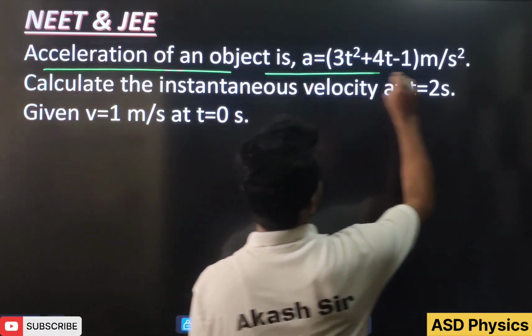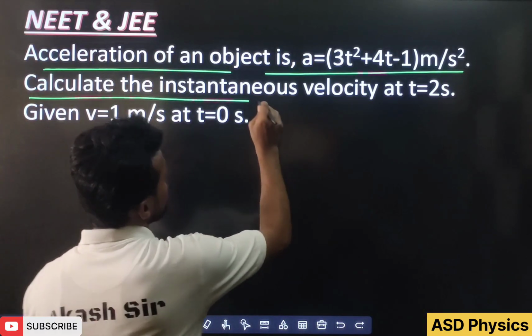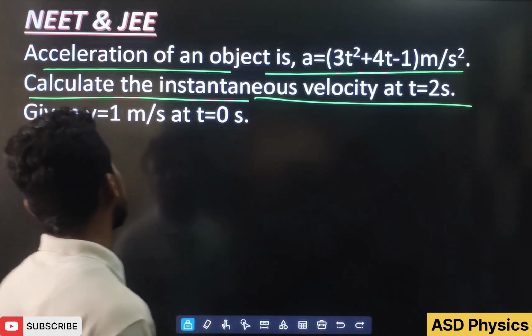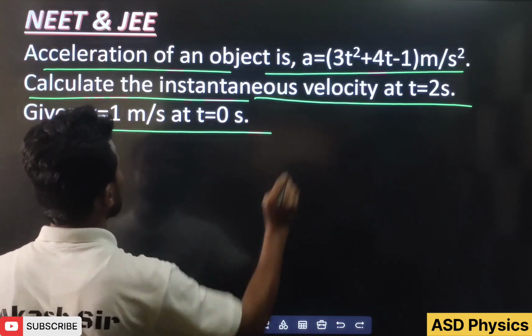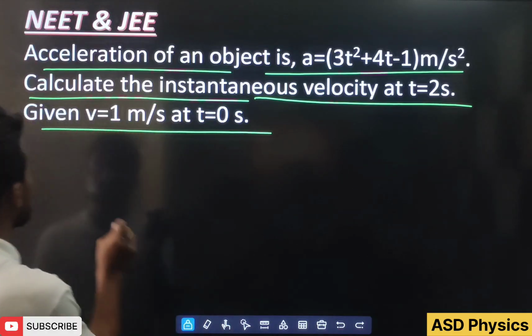Acceleration of an object is given by 3t² + 4t − 1 meter per second square. Calculate the instantaneous velocity at t equal to 2 seconds, given v equal to 1 meter per second at t equal to 0. I hope you have understood this also very well.